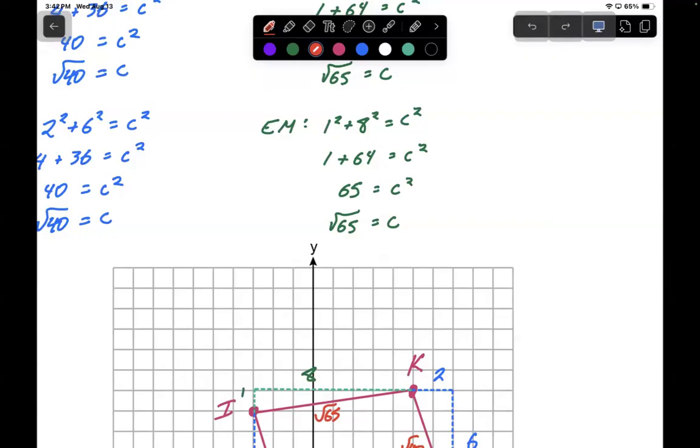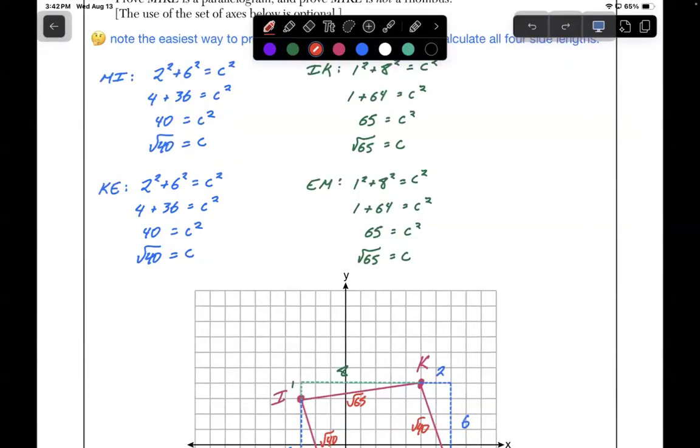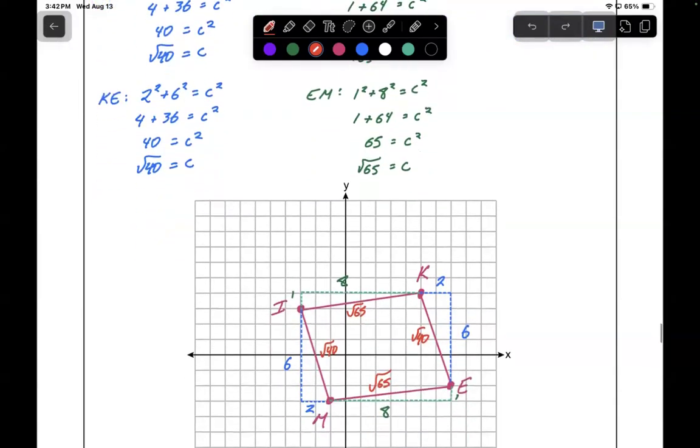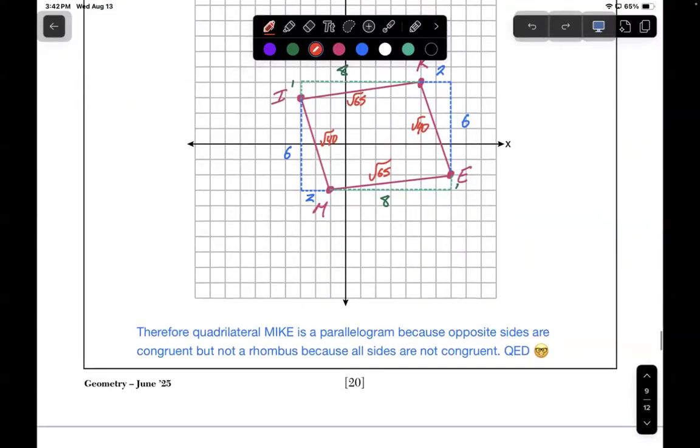You could use distance formula. I don't like distance formula because it's kind of hard to remember. So I just prefer drawing in right triangles and figuring out the lengths that way. Now I have all 4 distances. You can see that the opposite sides are the same length, which proves it's a parallelogram. And then you can show that the consecutive sides are not the same. So I just said, therefore, quadrilateral MIKE is a parallelogram because opposite sides are congruent, but not a rhombus because all sides are not congruent, QED.